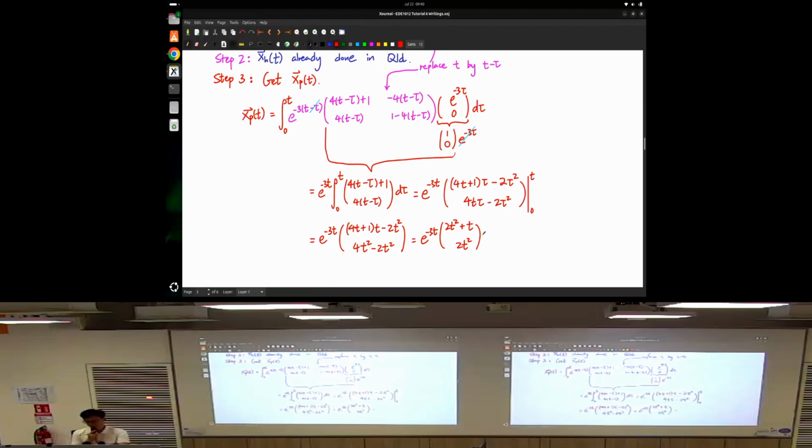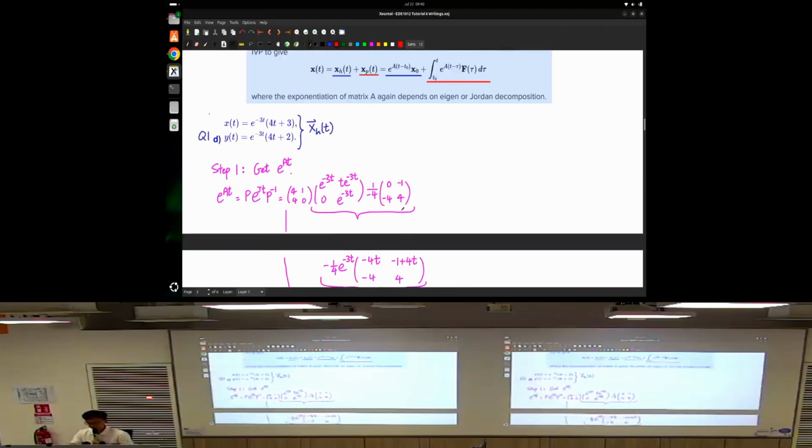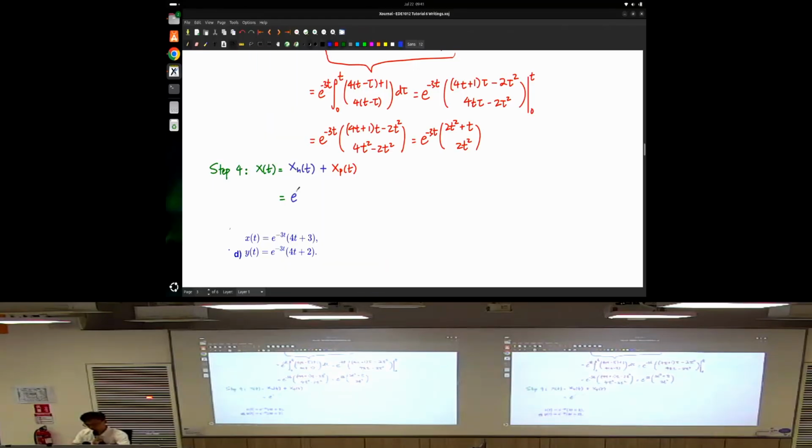I wonder if the answer is correct. Yeah, sum it to the xh, right? So I don't know, let's check. The final step, step 4, will be to just write down the answer. So x of t equals xh plus xp of t. You just copy and paste. This is our xh of t: e to the minus 3t, 4t plus 3, 4t plus 2. Then the xp is right here.